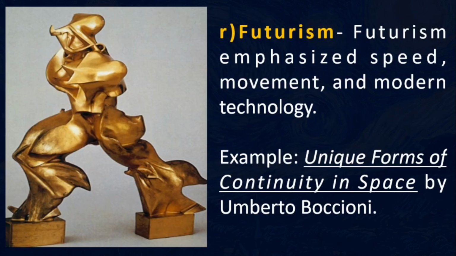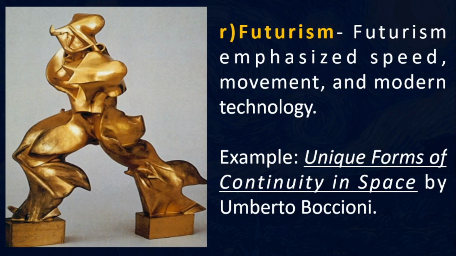Futurism. Futurism emphasized speed, movement, and modern technology. Example: Unique Forms of Continuity in Space by Umberto Boccioni. This abstract bronze sculpture portrays a figure in motion symbolizing progress and energy. The fluid, exaggerated forms evoke a sense of rapid movement. It represents the futurist obsession with dynamism and the machine age.